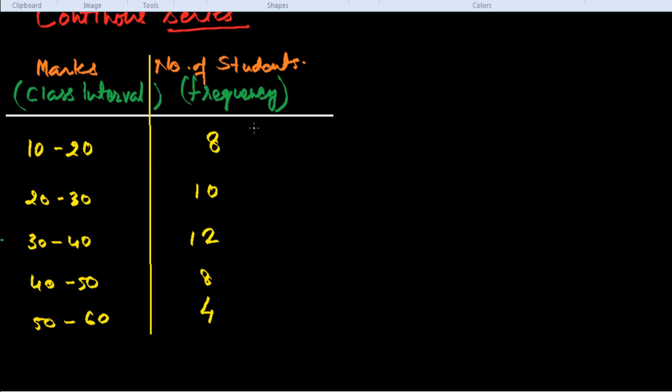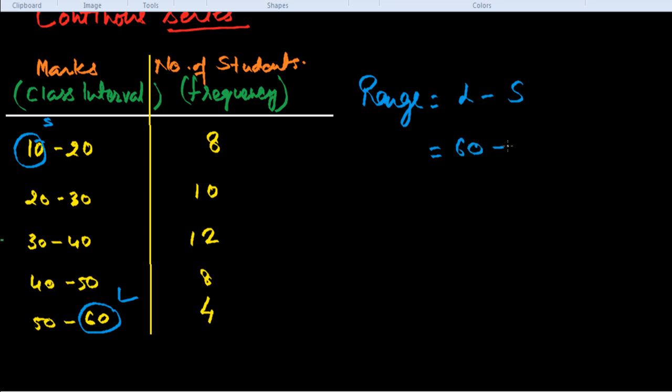So these are the marks obtained by the students. Now we have to find out the range. So we have to take the class interval. The smallest value here you see is 10, and the largest value is 60. So if we have to find out the range, which is L minus S, this is our S, this is our L. So we put here 60 minus 10. So the range of this data is 50.